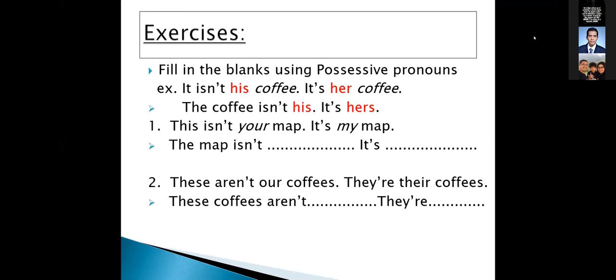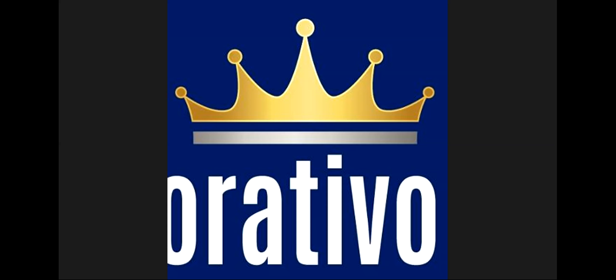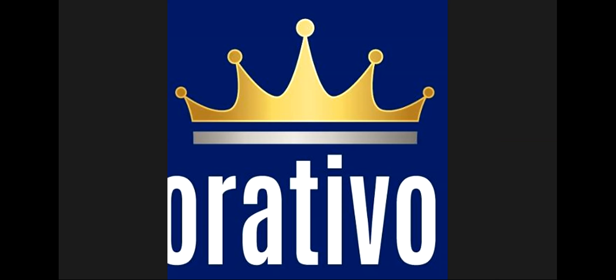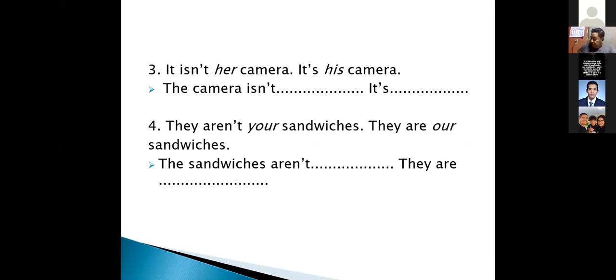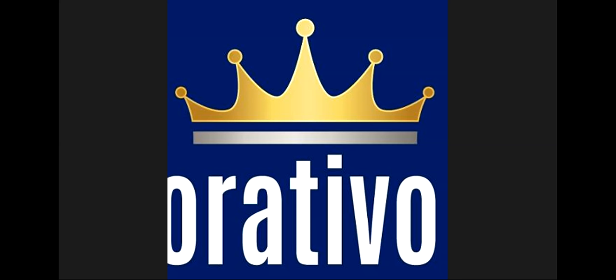Van a leer esas oraciones con su compañero y van a decidir si le van a poner possessive adjective o possessive pronoun. Cuando regresemos, la revisamos y luego les doy otro ejercicio y luego pasamos con un tema de vocabulario que sí necesito darles ahora, ¿ok? Aquí va Lizette, se la voy a volver a poner. Ok, so let's go to your rooms right now and finish that exercise.